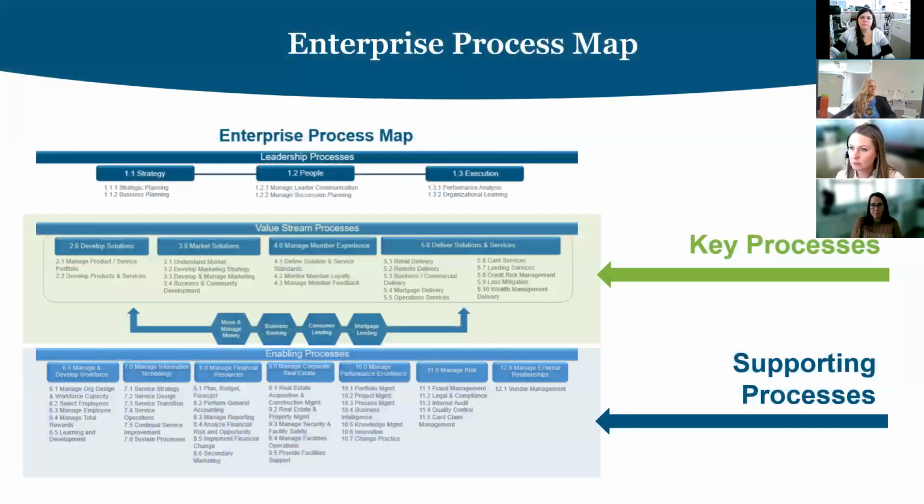So I mentioned this to you a little bit. Key processes, this is really all of our value stream work highlighted in green. The supporting processes down below are in blue. And so we're actually doing some work to update this process map. This was developed with APQC as well.